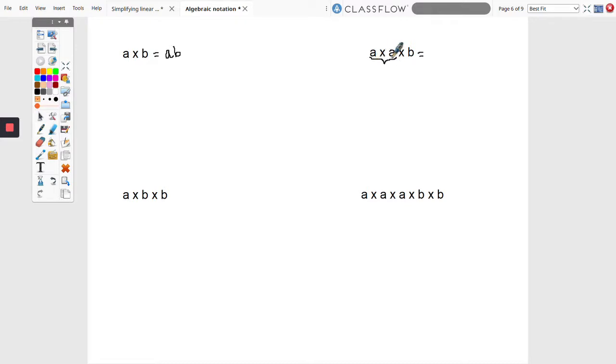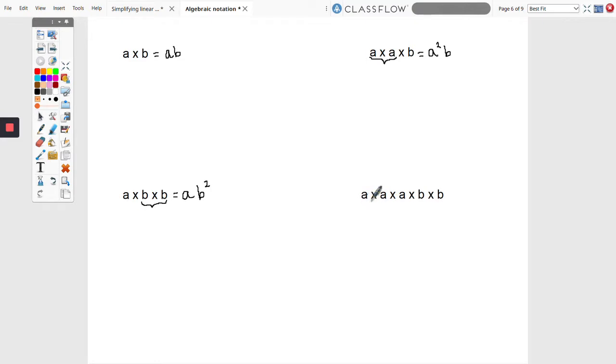So with my A times A, I'm going to write that as A squared, and I'm going to write the B on the end. Now the next one, I've got A times B times B. So I'm just going to have A, and then I've got 1, 2 B's. So I'll have A B squared.